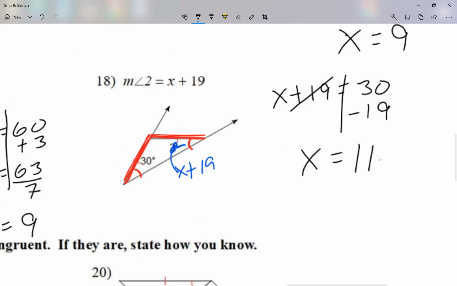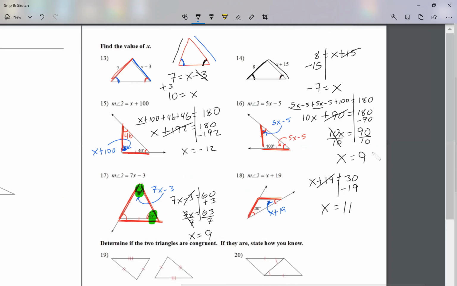There you go. Let me zoom out, that way you guys can see what we did today.